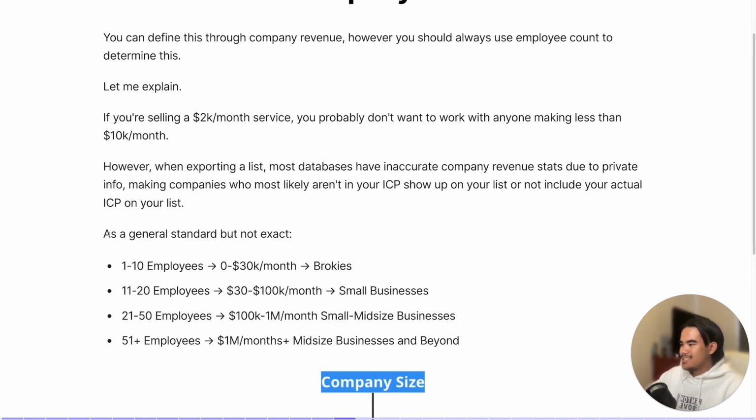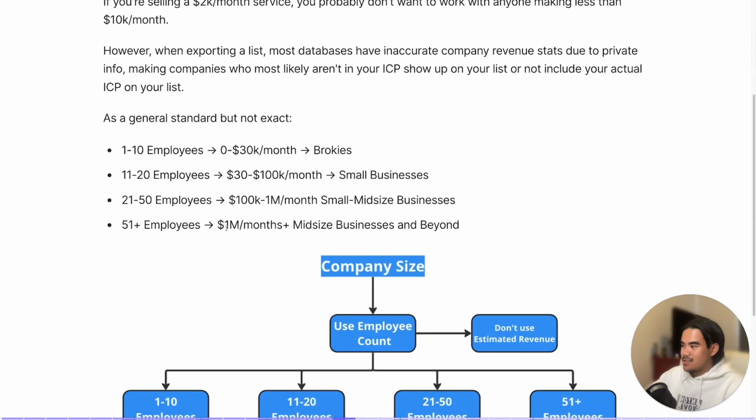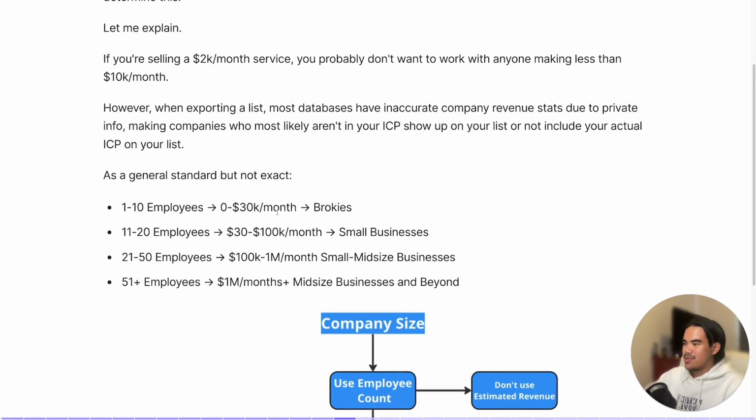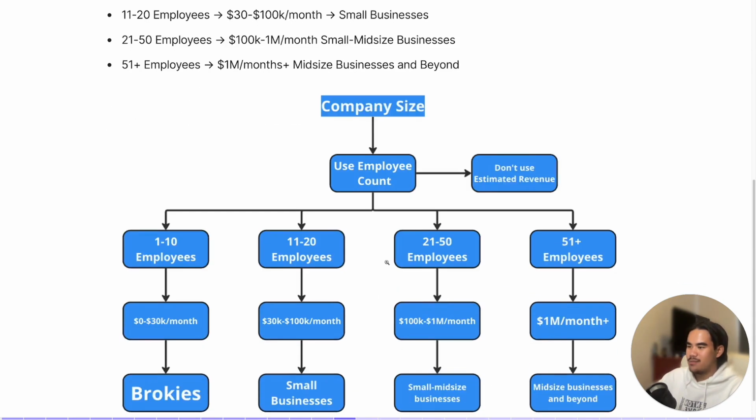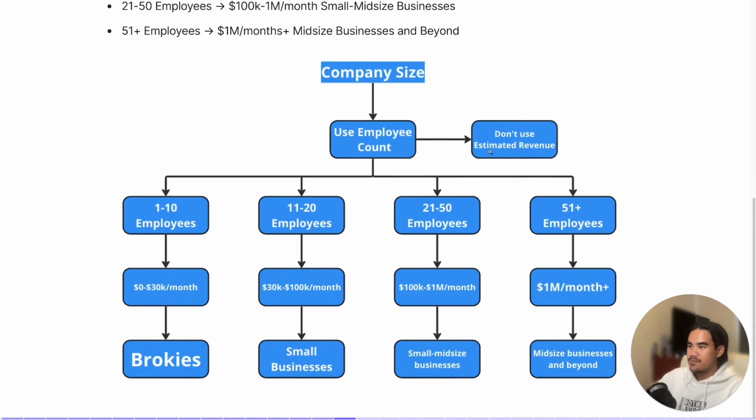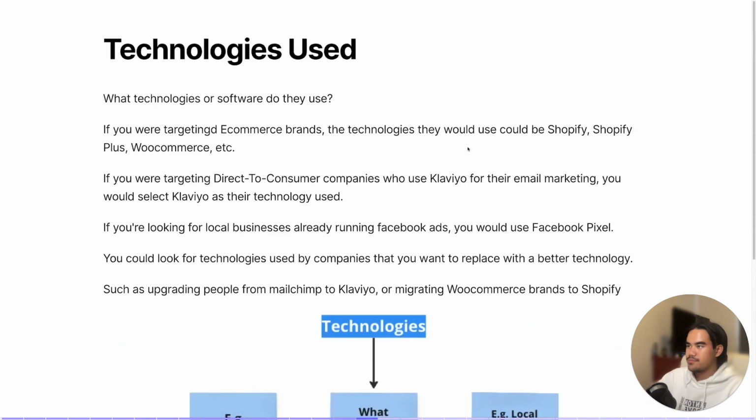So as a general standard, but not exact, 1 to 10 employees is like 0 to 30K a month. So brokies. 11 to 20 employees is 30K to 100K a month. So small businesses. 21 to 50 employees is 100K to $1 million a month. So small to mid-sized businesses. Anything 51 plus employees is around 1 million plus a month, and mid-sized businesses and beyond. So here's a diagram showing it better.